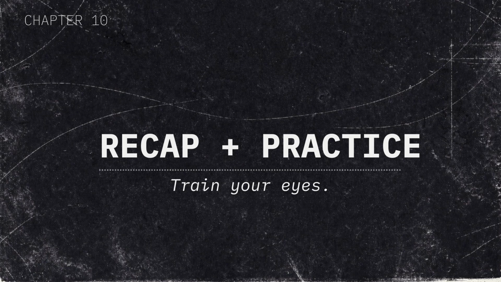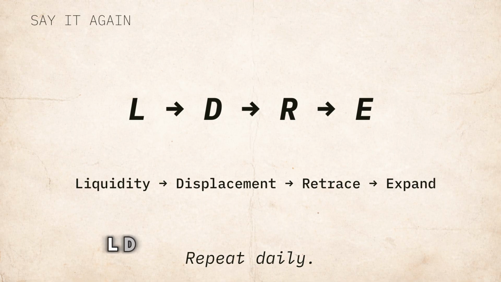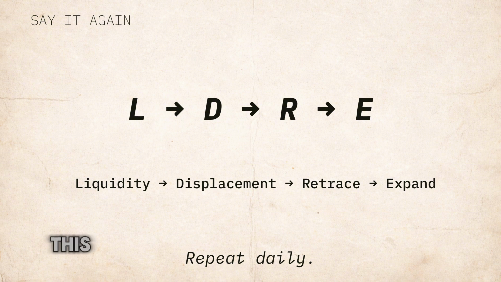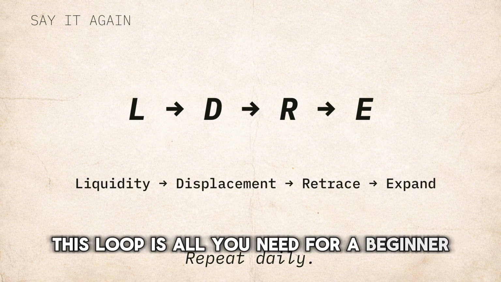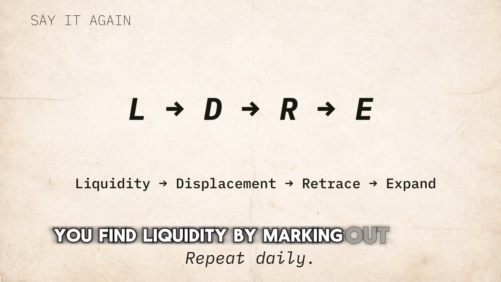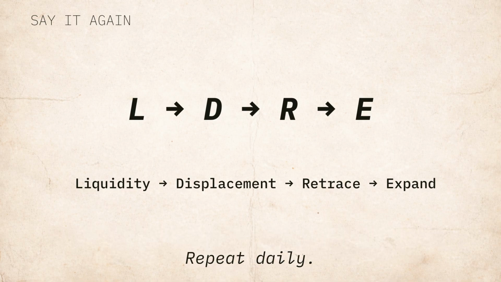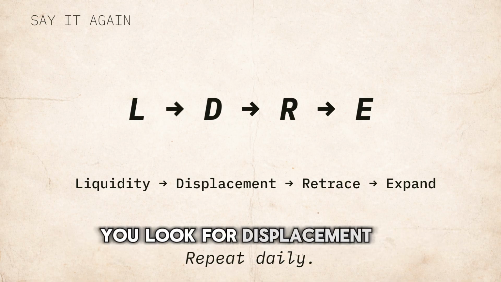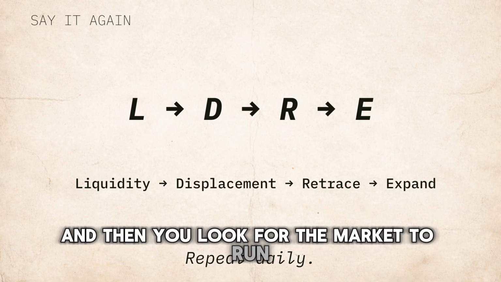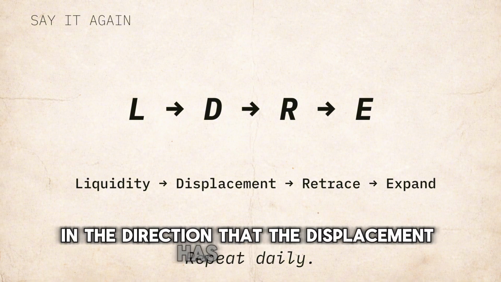Chapter 10, Recap and Practice. Train your eyes. LDRE: liquidity, displacement, retrace, expand. Repeat daily. This loop is all you need for a beginner. This is the perfect place to start. You find liquidity by marking out your previous session highs and lows. You look for displacement and confirmation, a retracement into a PD array, and then you look for the market to run in the direction that the displacement has confirmed.